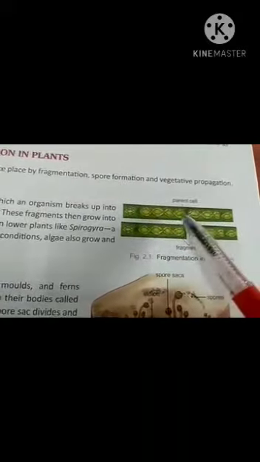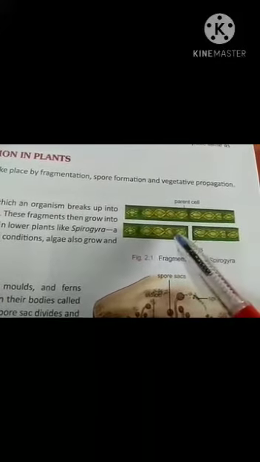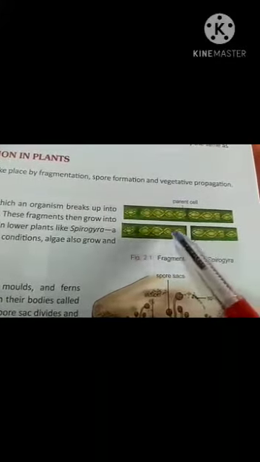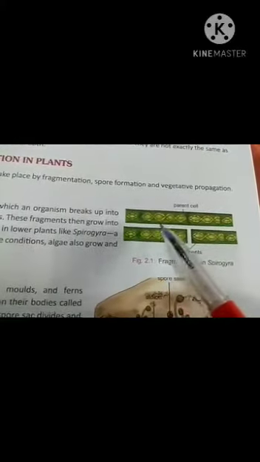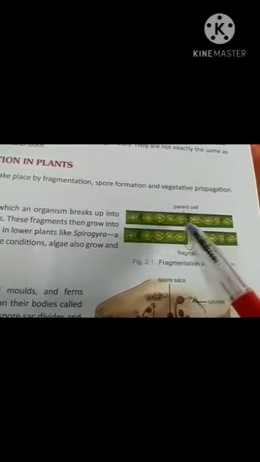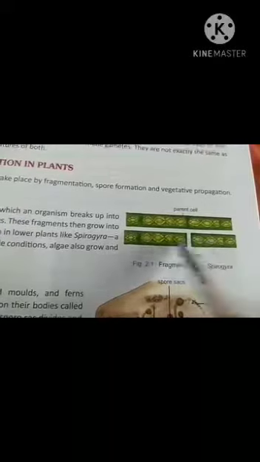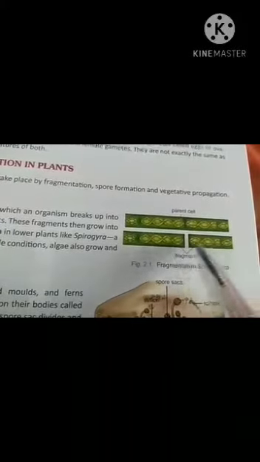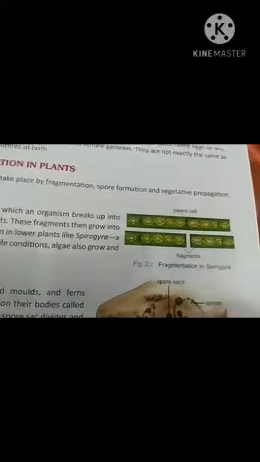So here you can see this was a single parent cell or organism, and later on it got divided into two fragments. Now students, it can be divided into more fragments, but in this diagram the single one has been divided into two fragments. So two new individuals will develop.